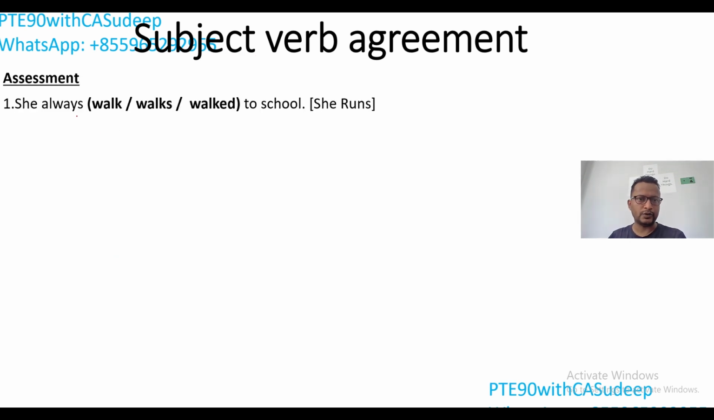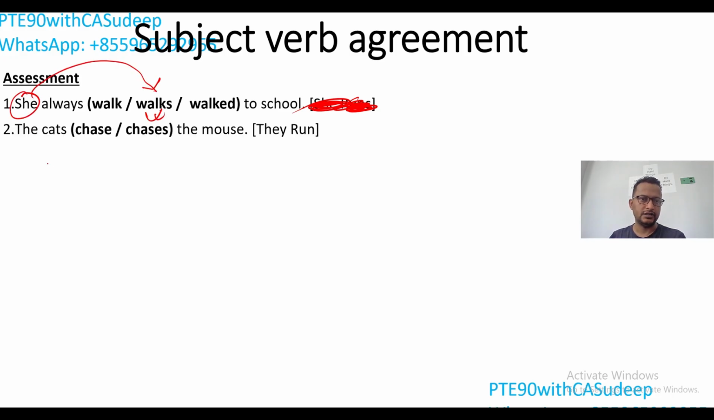She always walks to school. What is the correct option? She always walks. See, she is third person singular, and we are talking about the present tense. So she walks. It's like she runs, right? The cats. Now the cats is like "they." They chase. Right? Like they run.